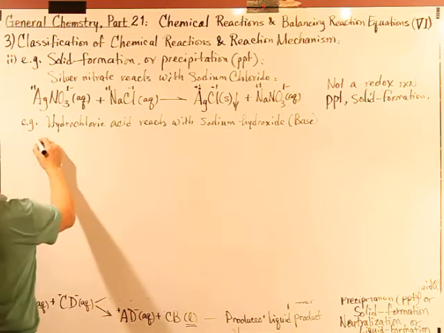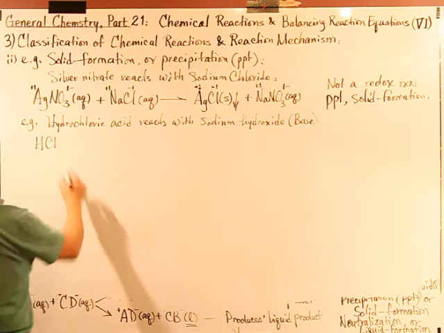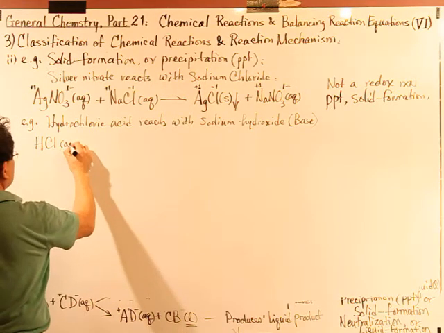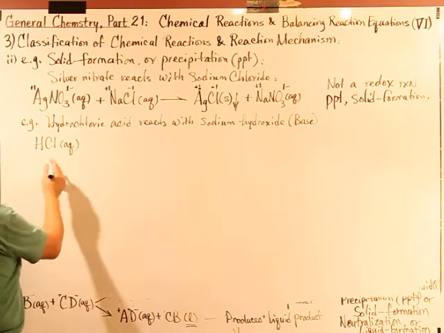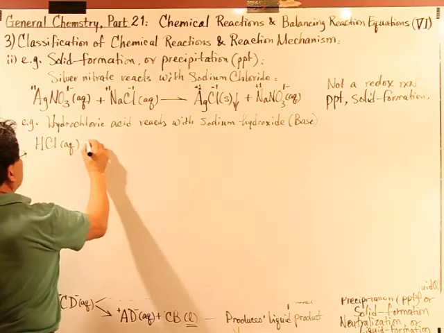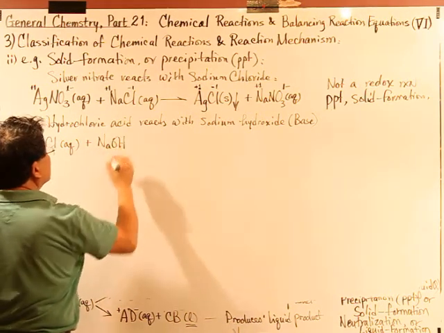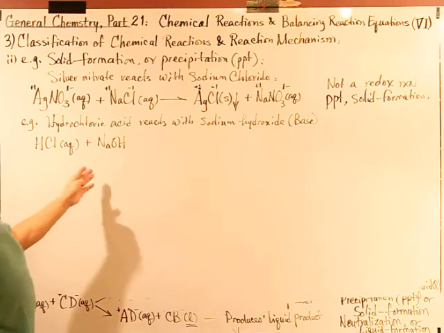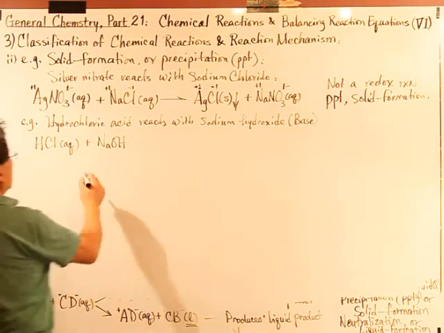So what is hydrochloric acid? Hydrochloric acid, HCl, and it's not concentrated. It's going to be diluted in the water solvent, so it becomes an aqueous solution, and then reacts with sodium hydroxide, right? Sodium hydroxide is called caustic soda. It's a strong base. And now, what happened?